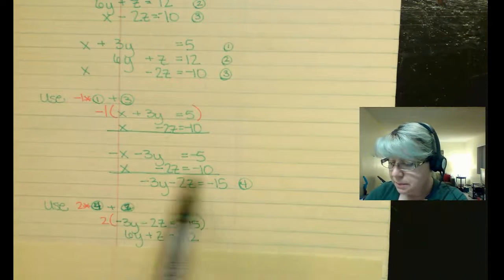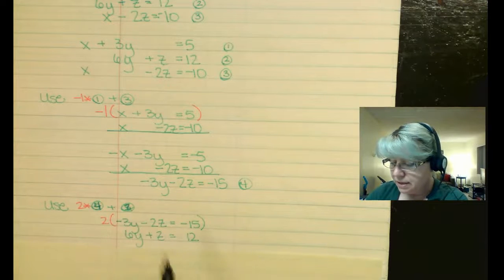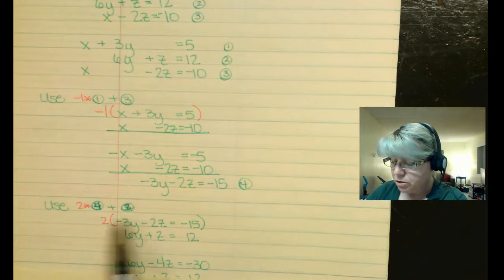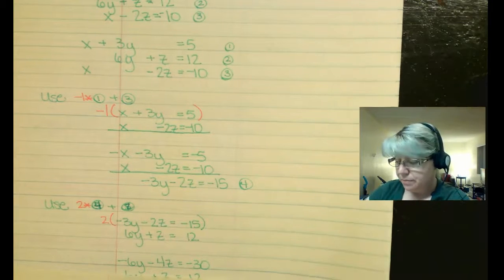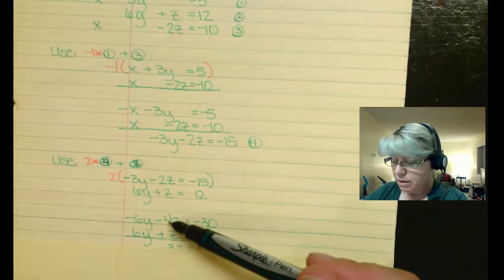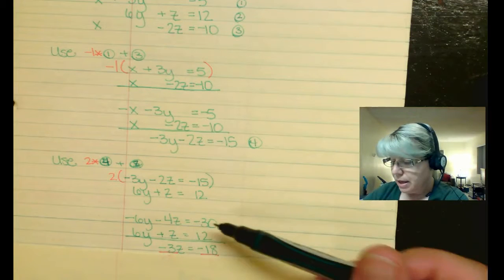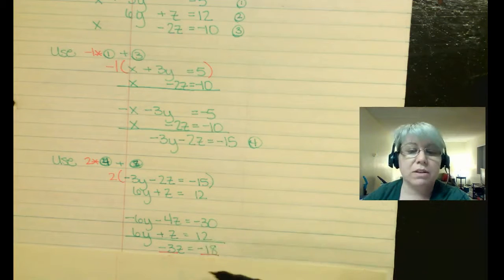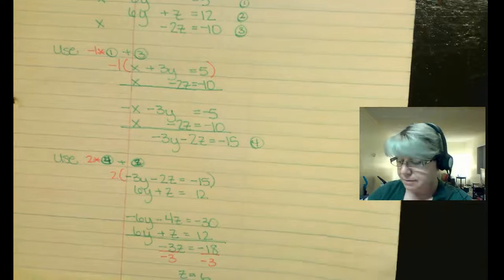But I need to manipulate my new fourth equation by multiplying it by 2. So 2 times negative 3y is negative 6y. 2 times negative 2z is negative 4z. And 2 times negative 15 is negative 30. Negative 6y plus 6y is 0. Negative 4z plus z is negative 3z. And negative 30 plus 12 is negative 18. Divide each side by negative 3. Therefore, we solved z is 6.